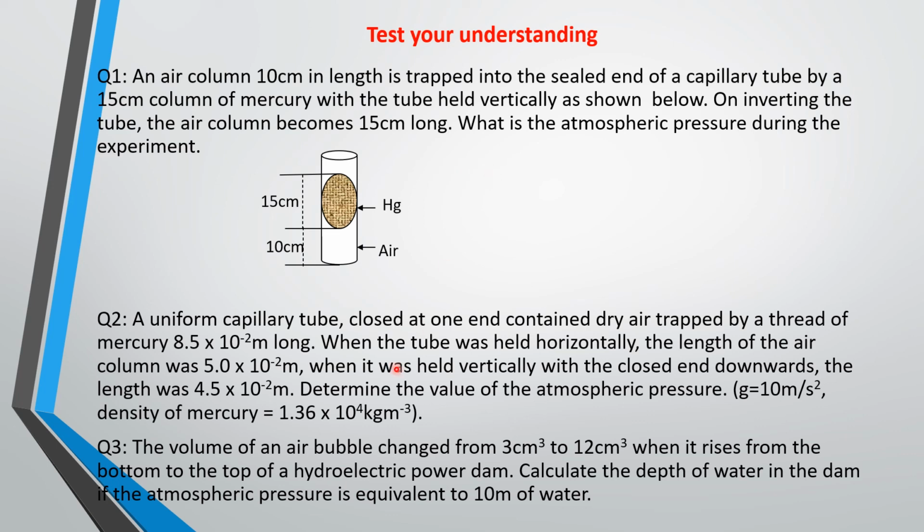These are JAMB questions. Then the second one: a uniform capillary tube closed at one end contained dry air trapped by a thread of mercury this long. When the tube was held horizontally, the length of the air column was 5.0 times 10⁻² meter. When it was held vertically with the closed end downwards, the length was 4.5 times 10⁻². Determine the value of the atmospheric pressure. Okay, so this one is almost like this. If you can solve number one, you should be able to solve this. This is just the same method as the type we solved now.